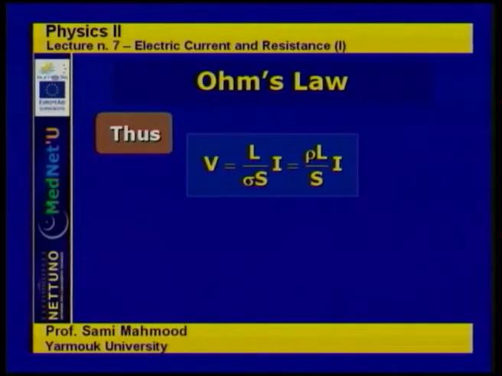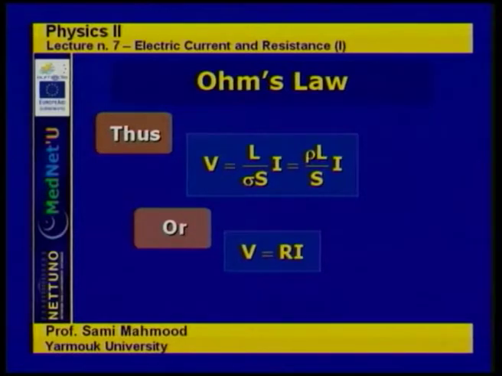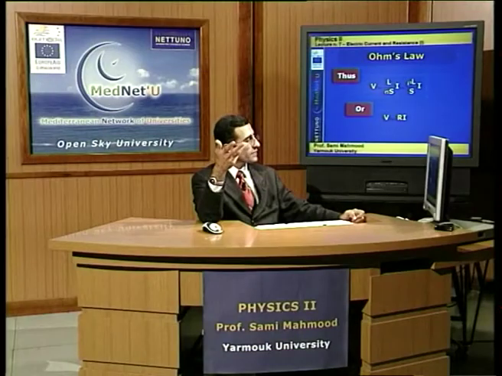Or if we write, instead of 1 over sigma, rho, then V is equal to rho L over S times I, where rho is 1 over sigma. Or we can rewrite it. Notice that this relation is a linear relation between the voltage drop across the ends of the conductor and the current flowing in the conductor, and the proportionality constant is called R, the resistance, and this is simply rho, which is the resistivity. It's the inverse of the conductivity of the material.